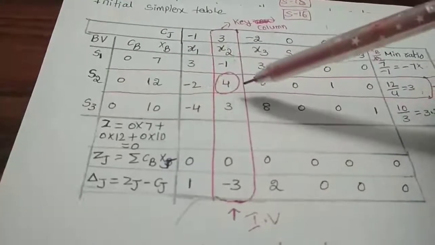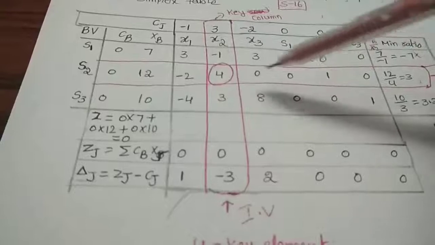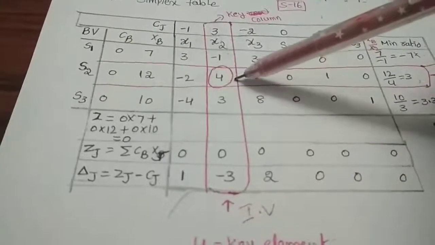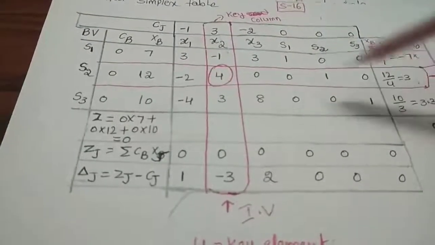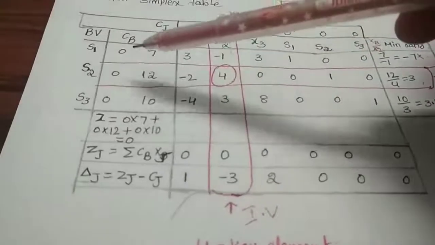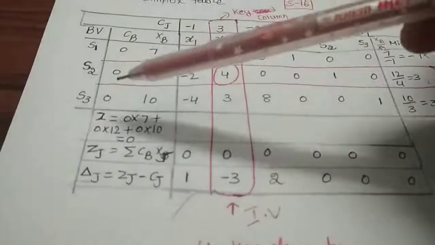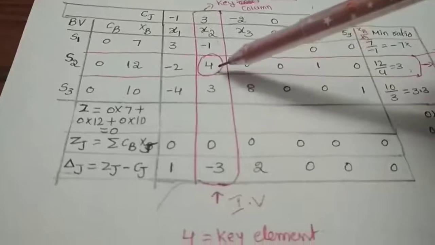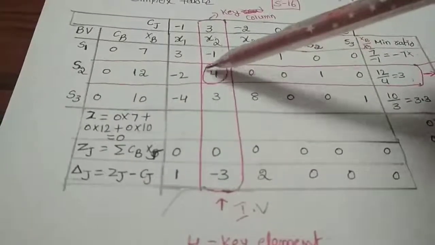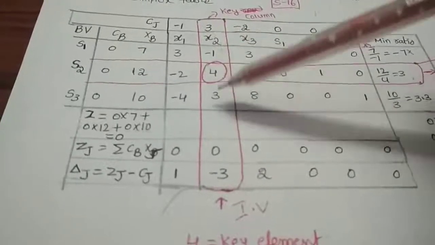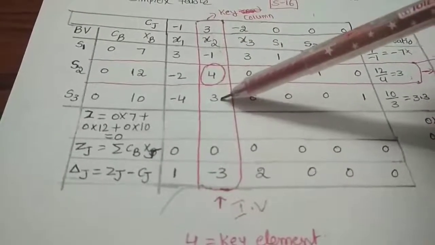After that we apply some procedure. That procedure is converting this key element to 1. So for that we apply this entire row divided by 4 except the CB column. We don't apply any row operation to the CB column, the remaining columns we apply it to. So first, in this row we divide this value by 4 because we are converting this value into 1. Now the above values and below values must be converted into zeros.